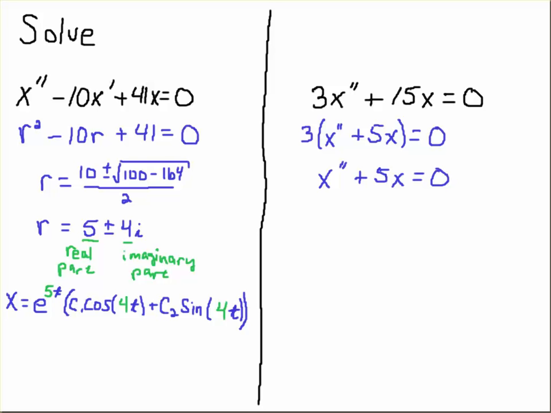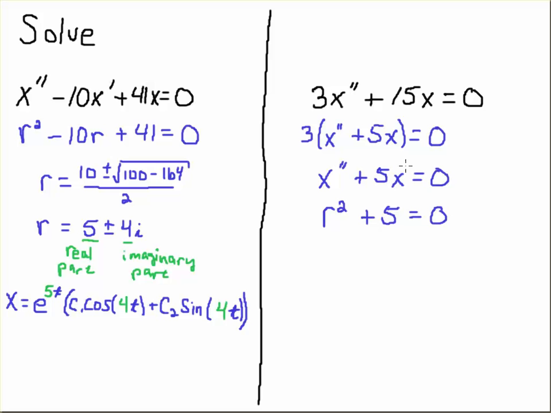Now, what do you do when you have 3x double prime plus 15x equals 0? Well, I'm going to factor out the 3 and divide that out. And I'll have x double prime plus 5x equals 0. So I'm going to write my characteristic equation here. Now, once again, be careful, as I mentioned in the first case. You are going to match up the order of your derivative, 2, with your exponent. So that would be r squared.